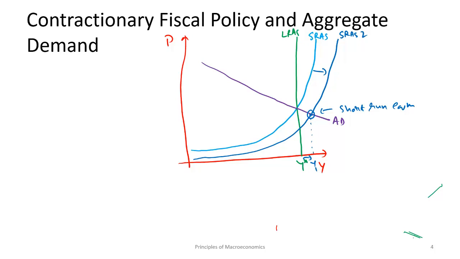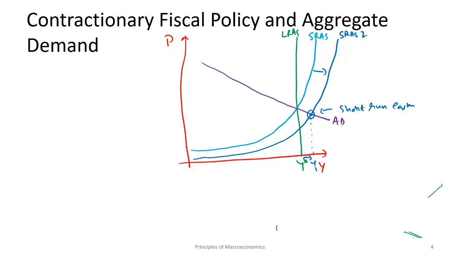So output is now beyond full employment. When output is beyond full employment, which means the economy is overheating, and we all know that in the long run we want to be on potential GDP. Either way, if output is below full employment or if output is above full employment, it's a problem. So to rectify this problem, policymakers can intervene in the economy.